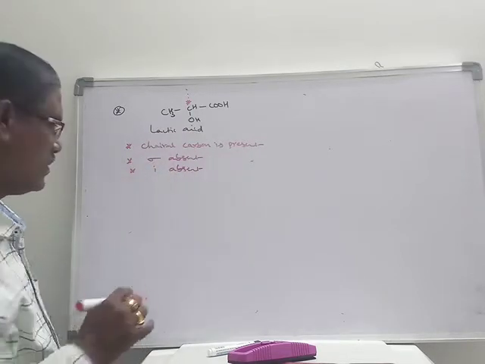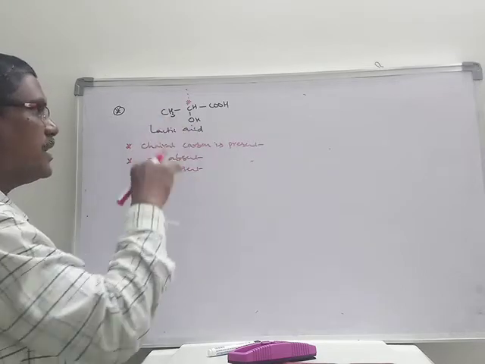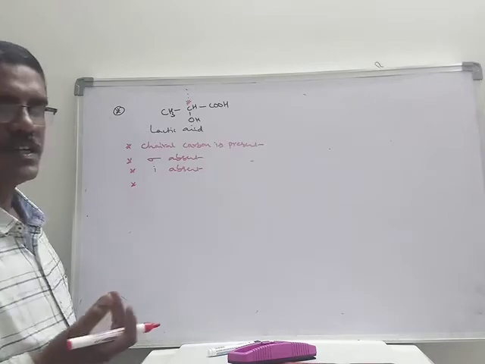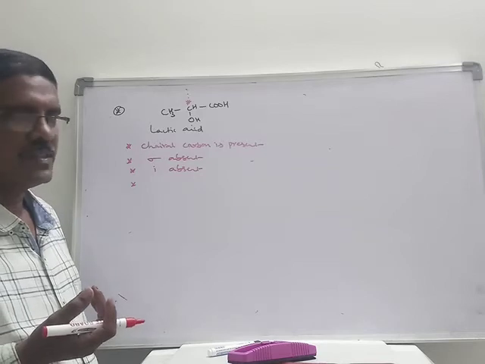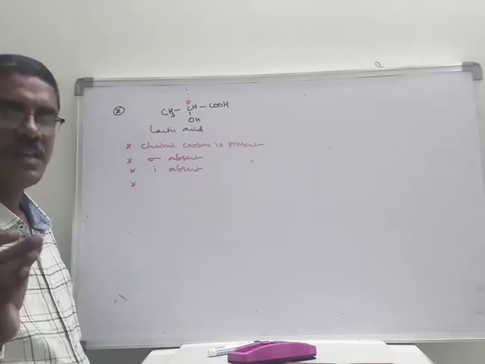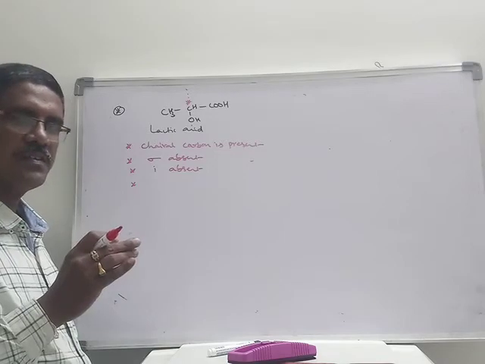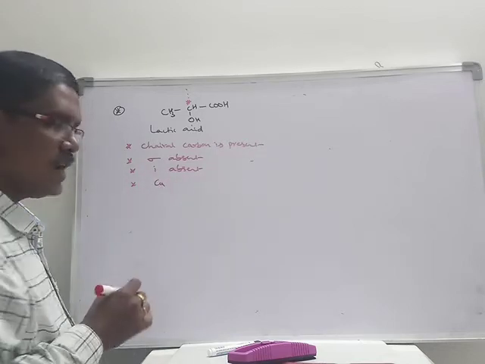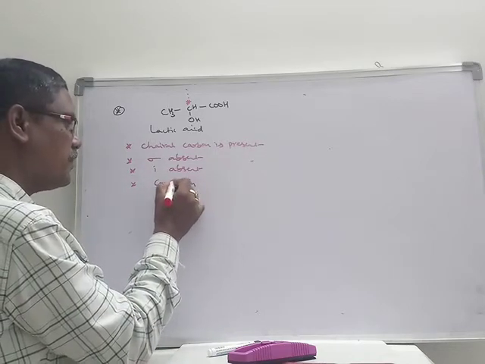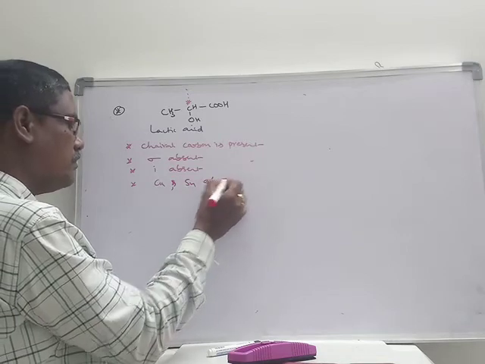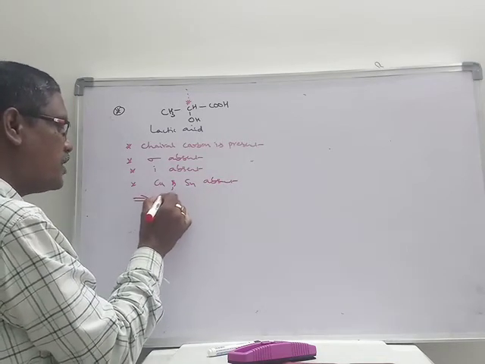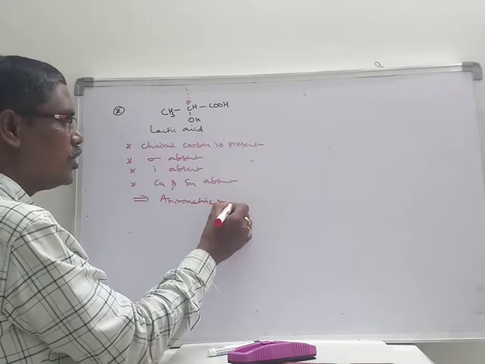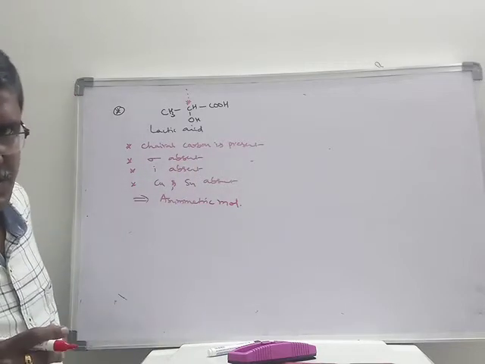And the next one: when it is rotated by 360 degrees divided by n, which may be 90 degrees, 180 degrees, or any other degrees, we will not obtain the same shape. That's why Cn is absent, and Sn is also absent. That means it is an asymmetric molecule.